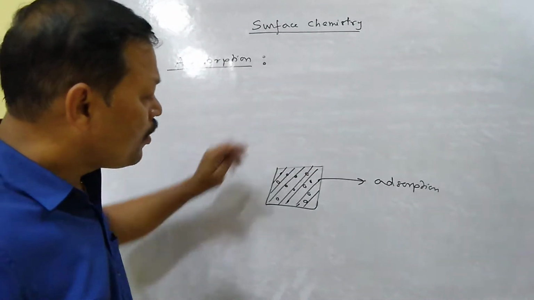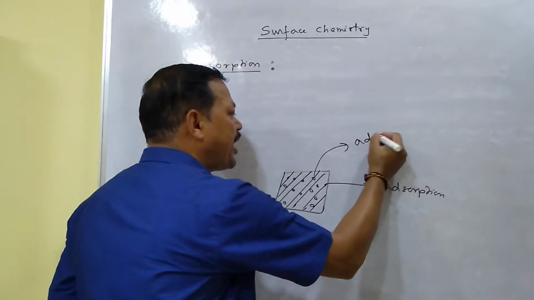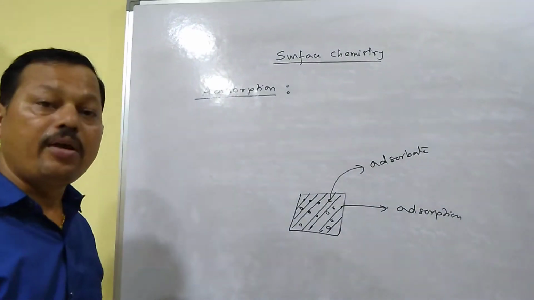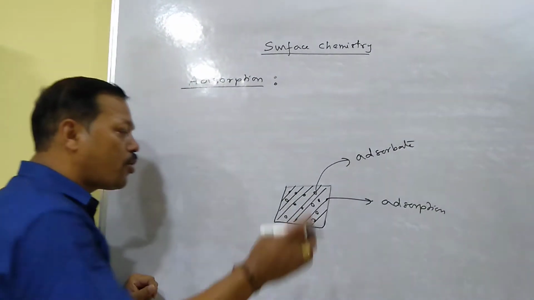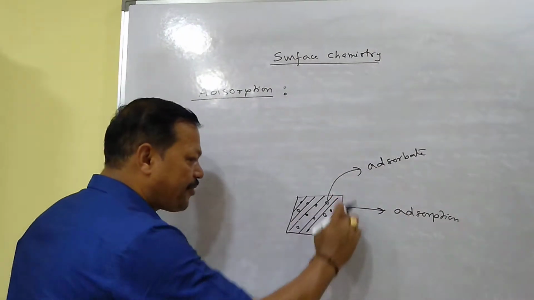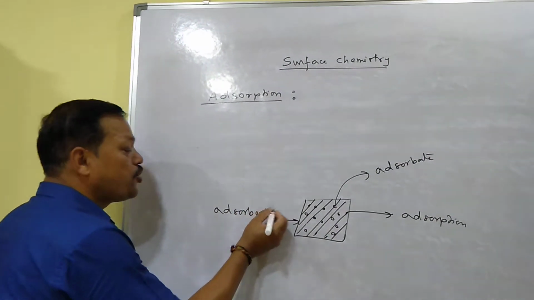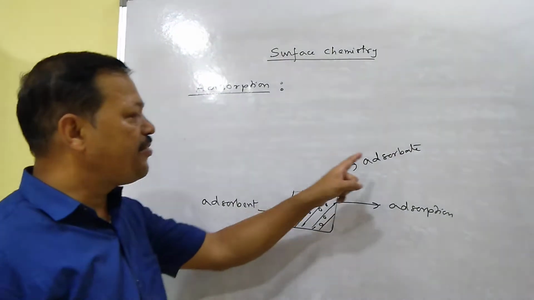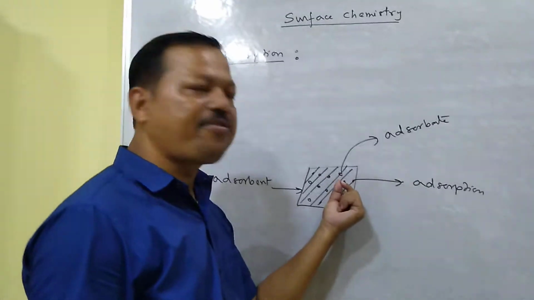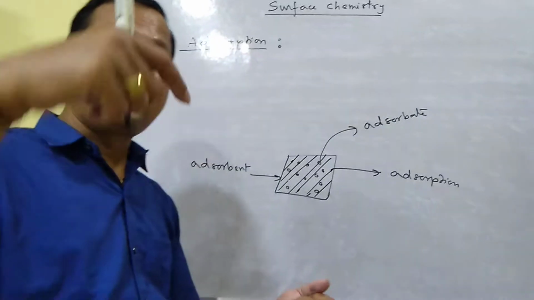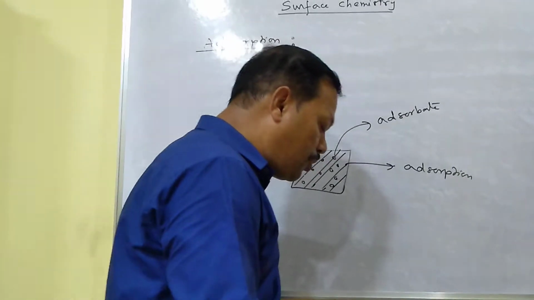Now, the substance which gets adsorbed on the surface is called the adsorbate. I mean the molecules which come from outside to get adsorbed are called adsorbate, and the solid on whose surface they get adsorbed is called the adsorbent, B-E-N-T. So what is the difference between adsorbate and adsorbent? The molecules getting attached on the surface are the adsorbate, and that on which they get adsorbed is the adsorbent. So when adsorption takes place, you will always have an adsorbate and an adsorbent.